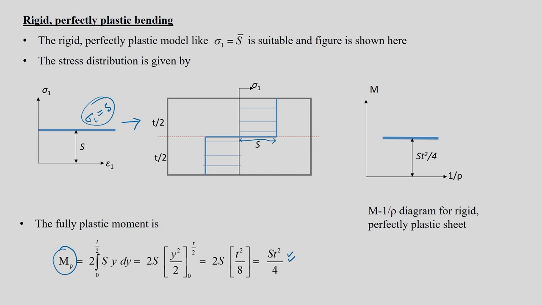This s t square by 4 can be drawn in a moment curvature diagram this way. It is going to be a horizontal line, similar to what you see in a stress strain graph, and this height is s t square by 4. So, M e, the previous one, is s t square by 6, and M p, which we just discussed, is s t square by 4. These two are important ones we need to remember.